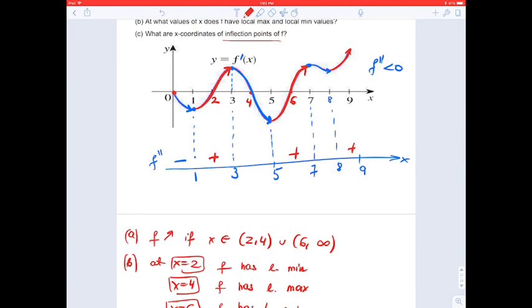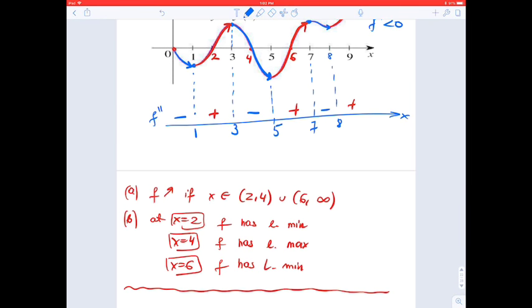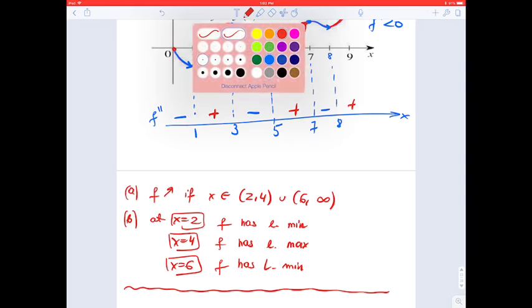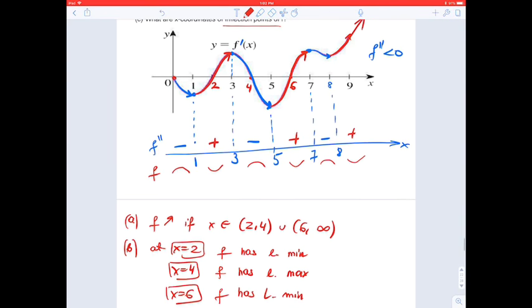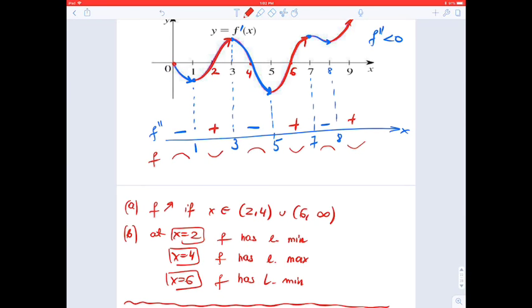Because I did use the infinity, I will not stop this at 9. Let's put the negatives. That means again this is decreasing, negative, decreasing, negative. And we can see a nice characteristic of the function. The function is concave down, concave up, concave down, concave up, concave down, and concave up. Really nice. And at each of these points we will have an inflection point.